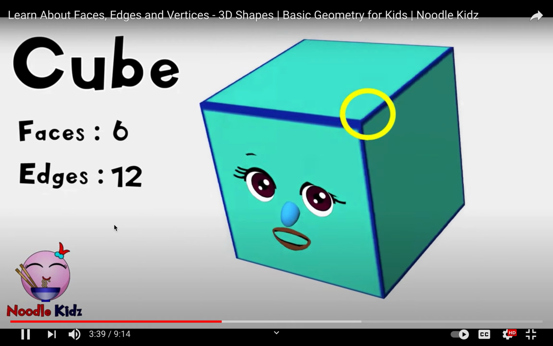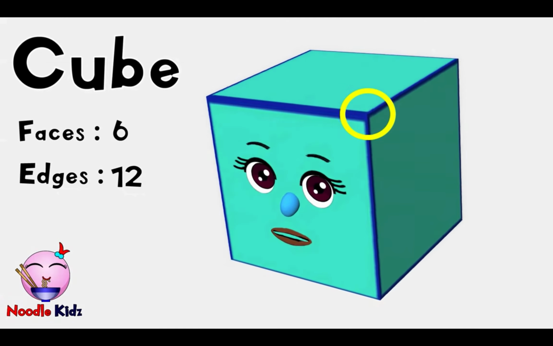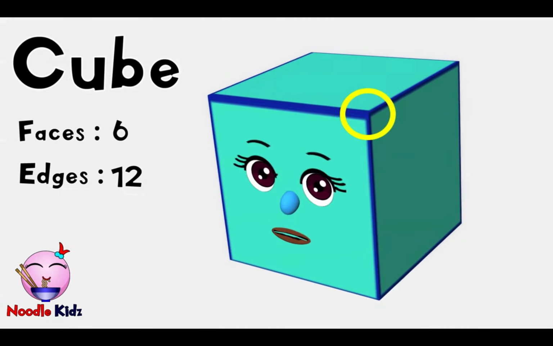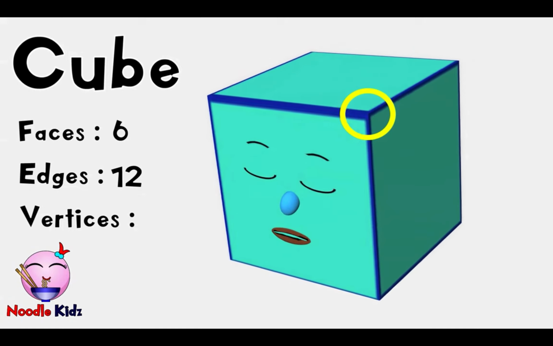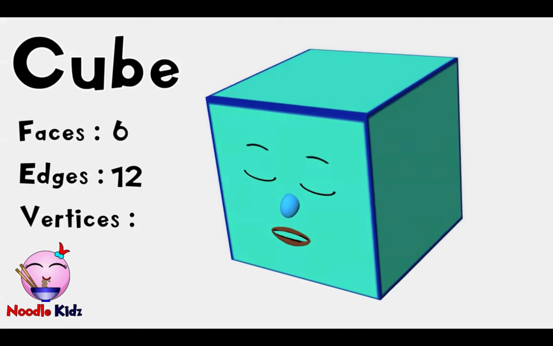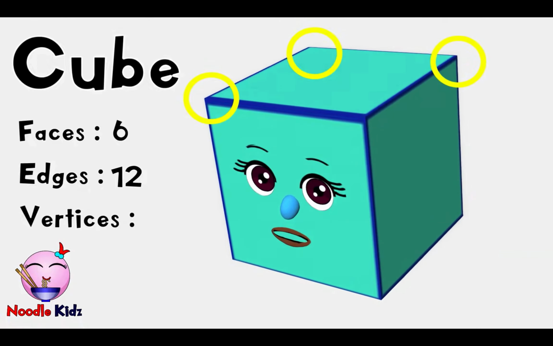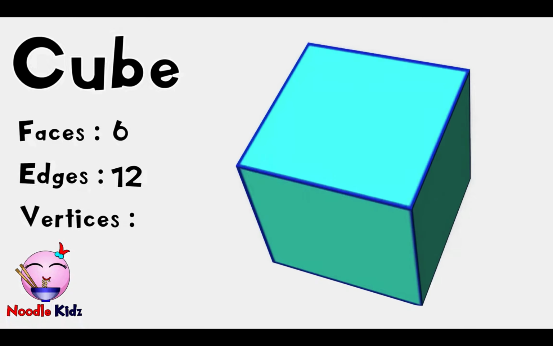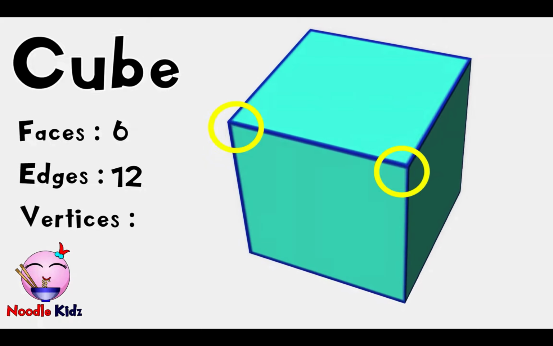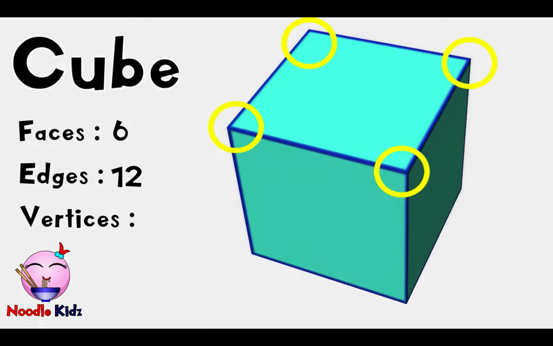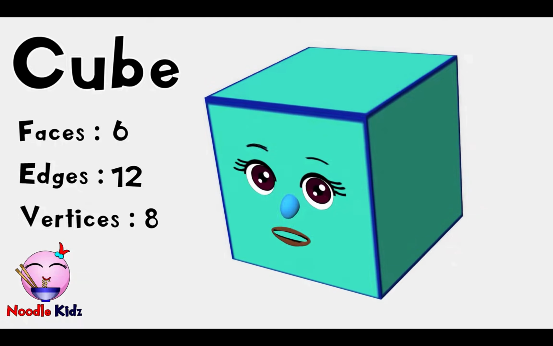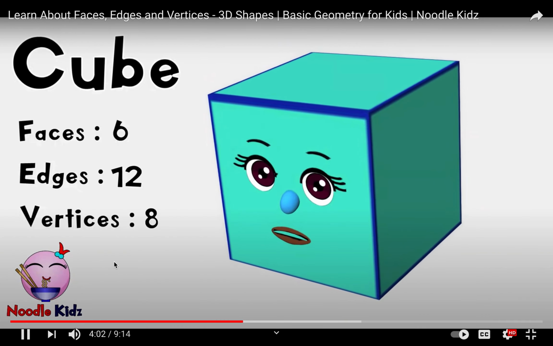This point is called a vertex. I have more than one vertex. They are called vertices. Let's count how many vertices I have. 1, 2, 3, 4, 5, 6, 7, 8. Yep, a cube has 8 vertices.